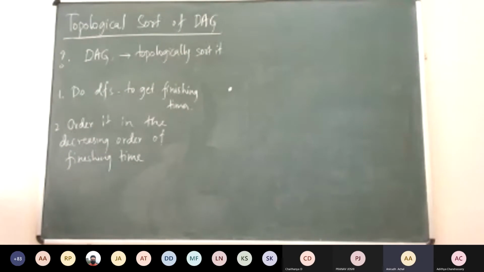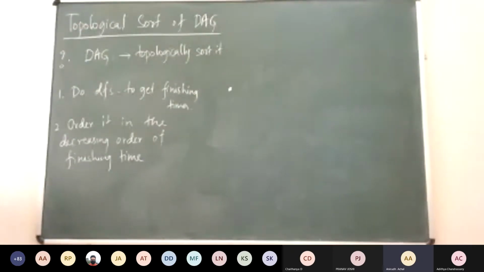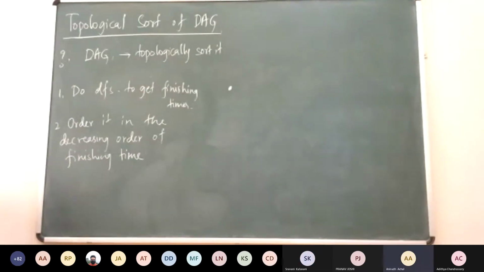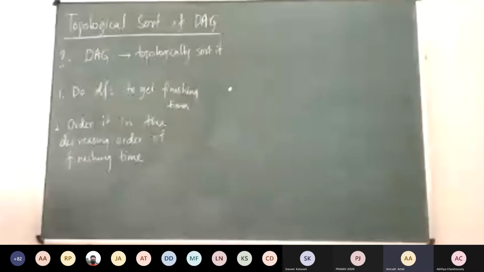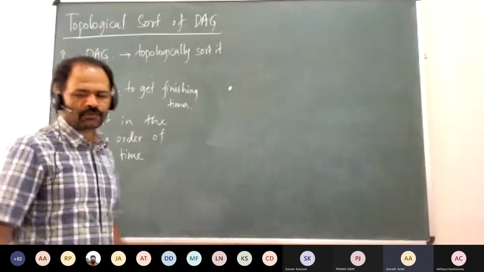Why? Need not finishing time. Oh, yes, sir. Because the explore function of the vertex will be written only after the explore function of all its reachable nodes, reachable vertices, right? Yes, sir. Okay, is that fine?